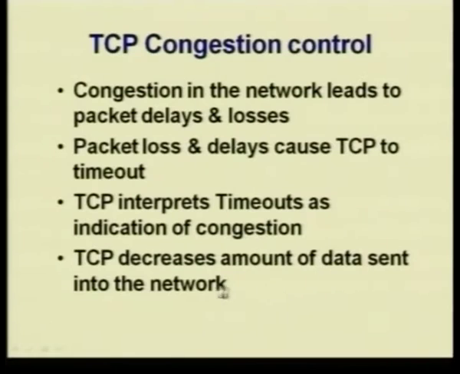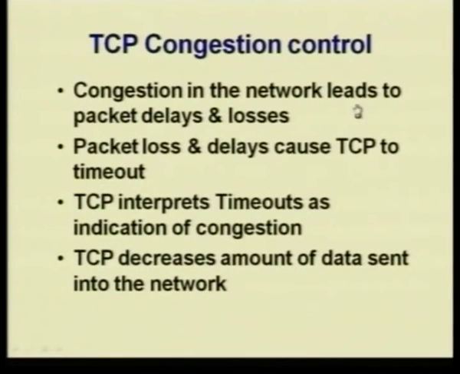So TCP interprets timeouts as an indication of congestion, and once it finds that timeouts have started occurring, it knows it has to do something about congestion. So it will decrease the amount of data that it is sending into the network. Okay. So this is the basis of how TCP tries to do congestion control. So let me just summarize these 4 points here. Congestion in the network leads to packet delays and losses. Packet loss and delays cause TCP to timeout. TCP interprets timeouts as an indication of congestion and decreases the amount of data sent into the network.